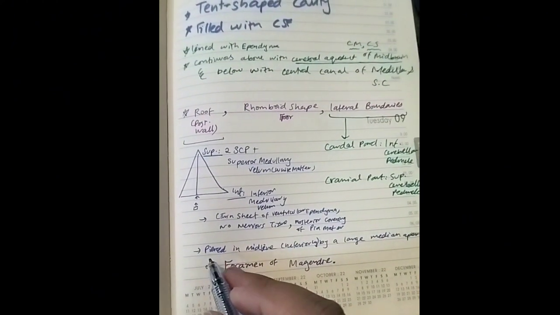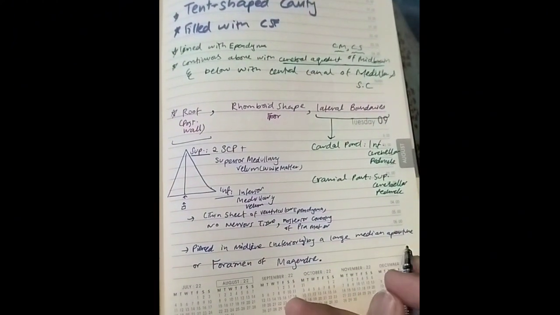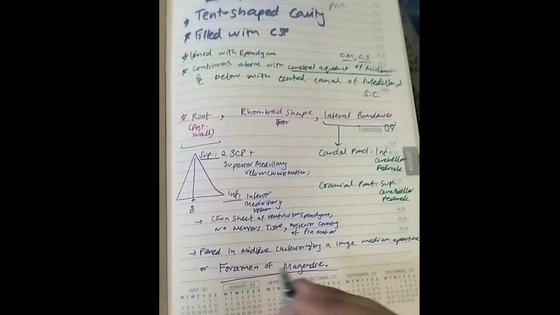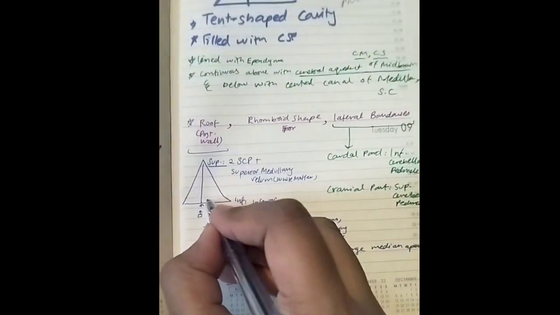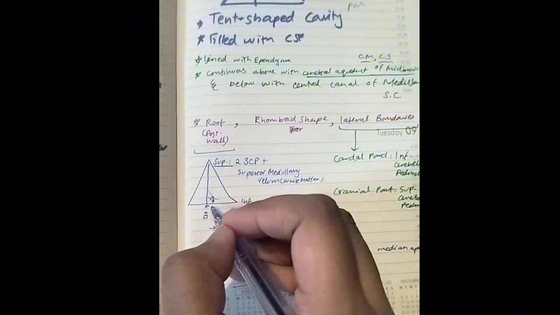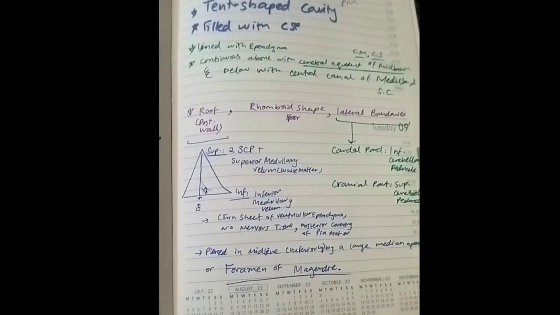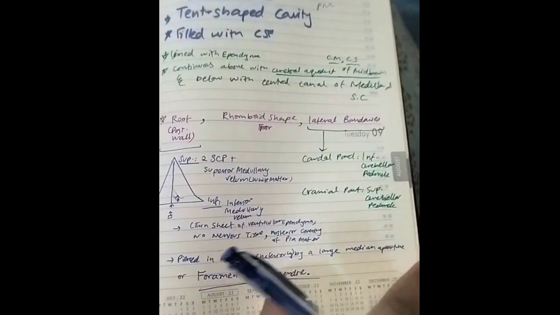And the inferior medullary velum is pierced in the midline by a large medial aperture, or the foramen of Magendie. In the same way as we open the zip of a tent from here, the foramen of Magendie opens the zip of the tent like this, inferiorly. So this is basically what we call the median aperture, which is very large.